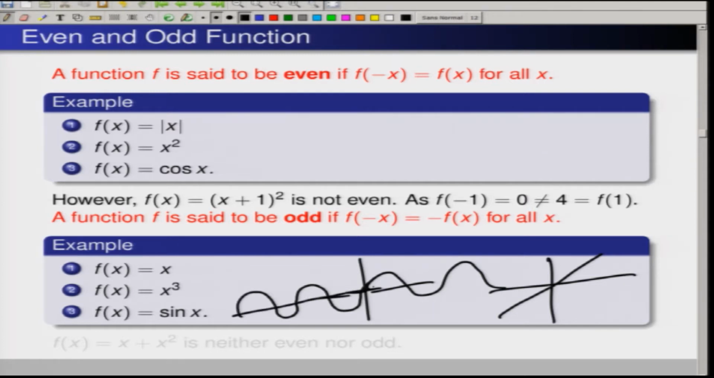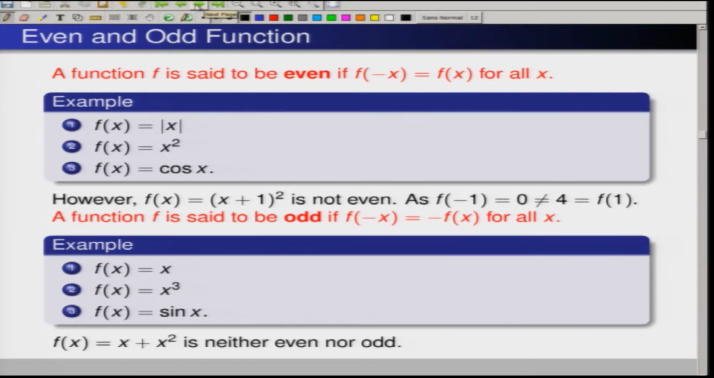So, f of x equal to sin x is an odd function, and f of x equal to cos x is an even function. Now, if we look at f of x equal to x plus x square, it is neither even nor odd. So, there can be functions which are even, or odd, or neither even nor odd.